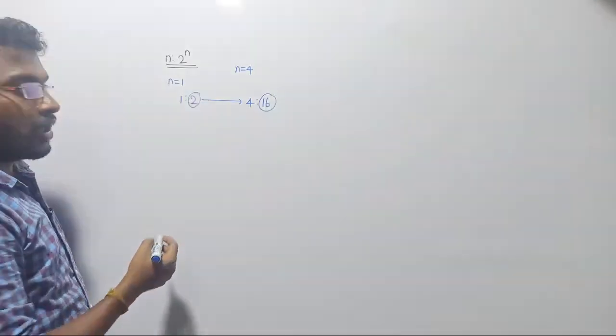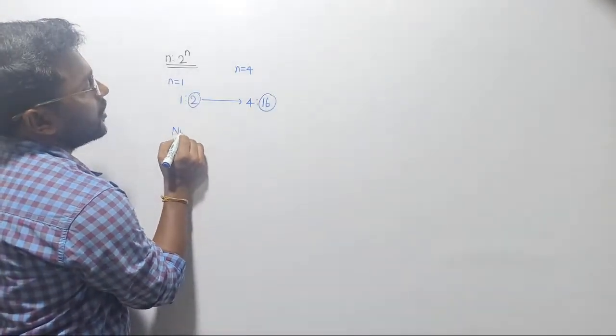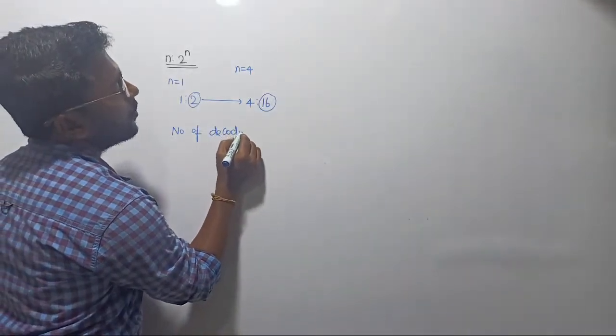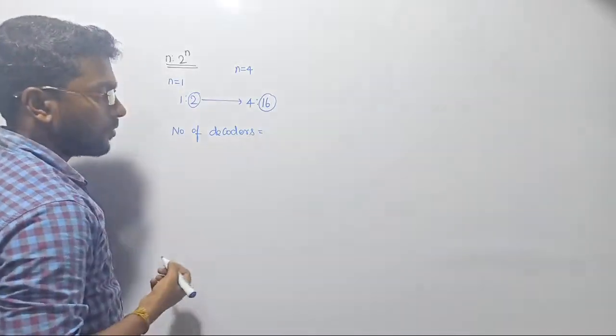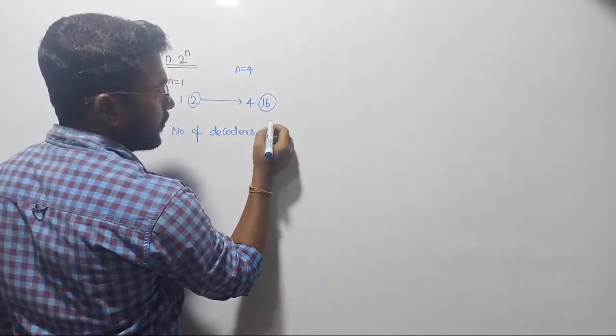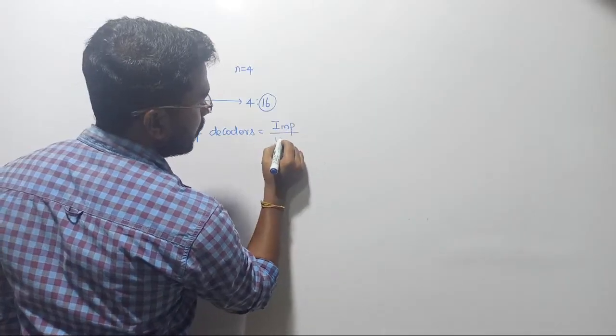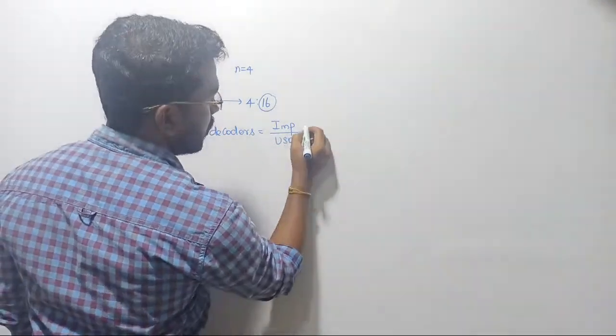Correct? Now let's identify the number of decoders. In order to know the number of decoders, the formula is the decoder that we are going to implement, divided by the decoders that we are going to use in order to implement.